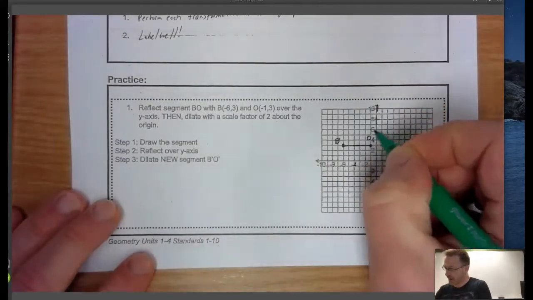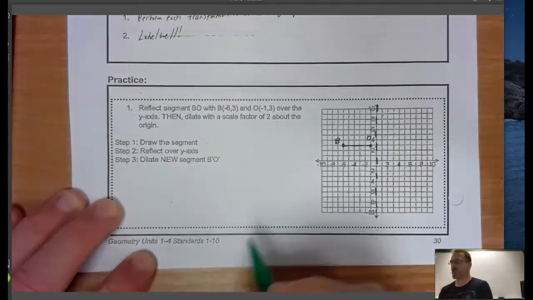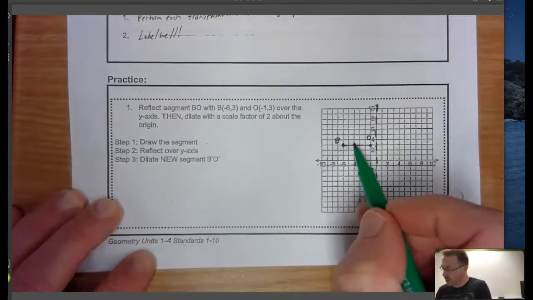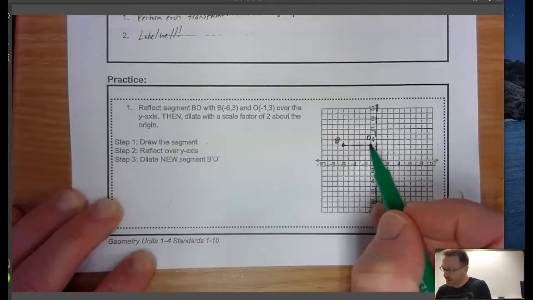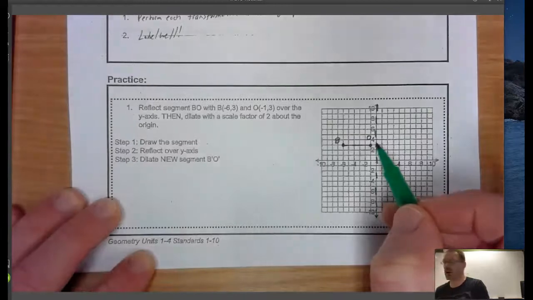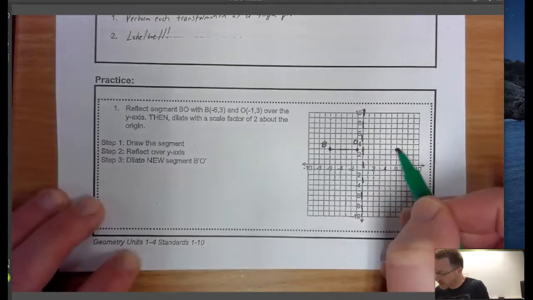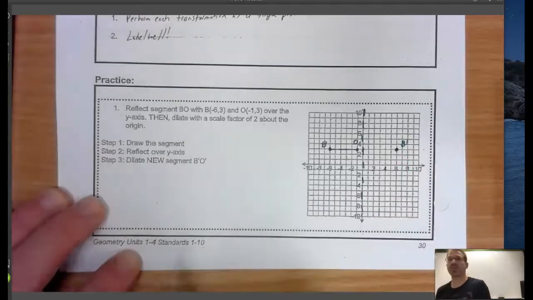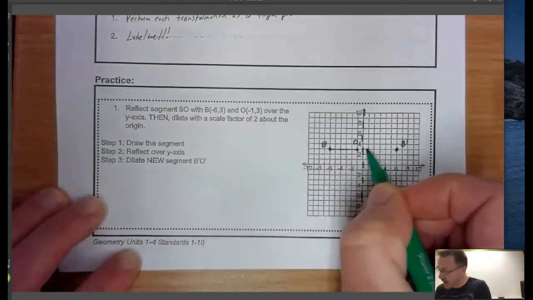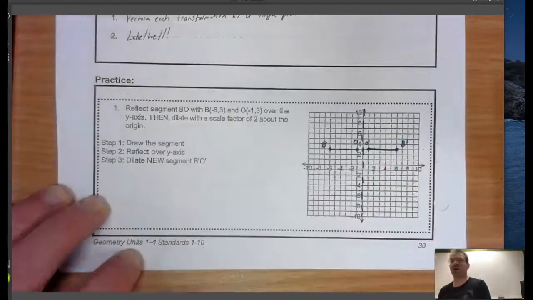So here's the y-axis. And we know that a reflection preserves distance. When I look at this, if I count from B to the y-axis, I go 1, 2, 3, 4, 5, 6 units away. So I'm going to go 6 to the right. 1, 2, 3, 4, 5, 6. So there is B prime. And I know O is 1 unit to the left, so now O prime would be 1 unit to the right. And so there's my reflection.